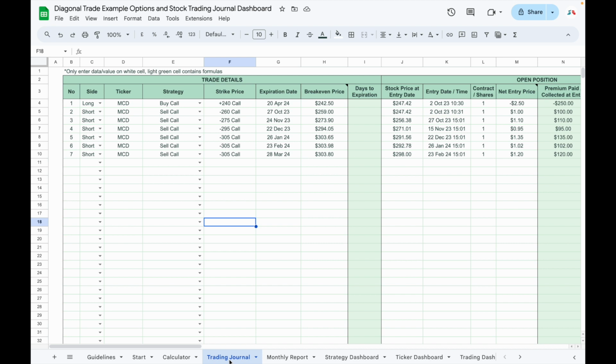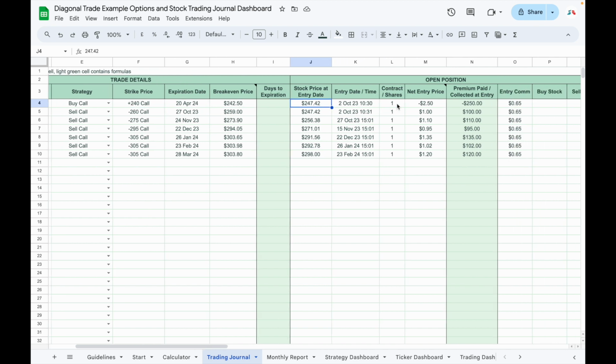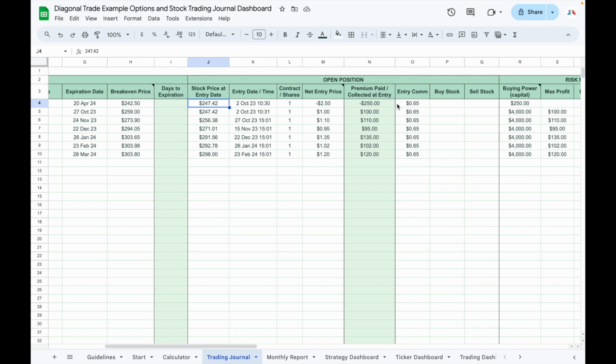For the buy call option, input the trade number, select the trade direction from the drop-down list, input the stock ticker, select the strategy from the drop-down list, input the stock strike price, input the expiration date, and the break-even price at expiration date. Under the open position section, enter the stock price at entry date and time, number of contracts, and net entry price. For net entry price, put a minus sign if you pay a debit to enter the trade, and then input the entry commission.